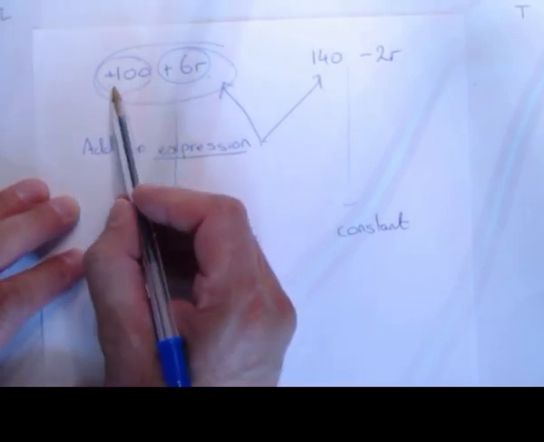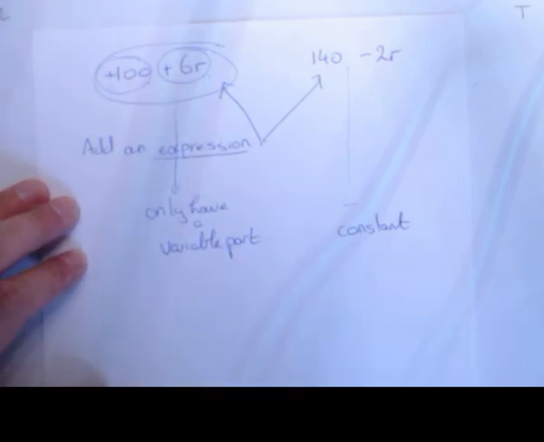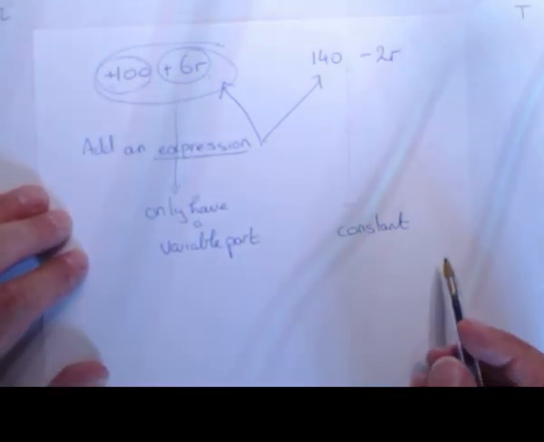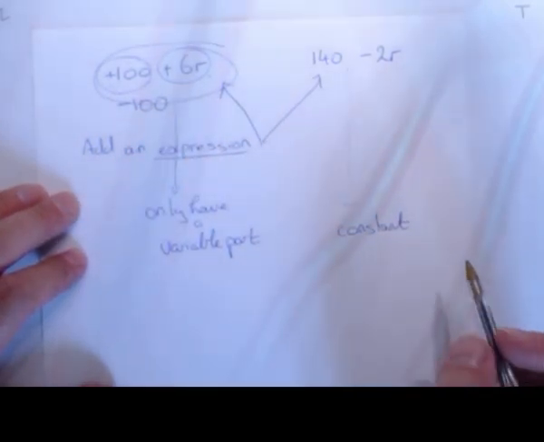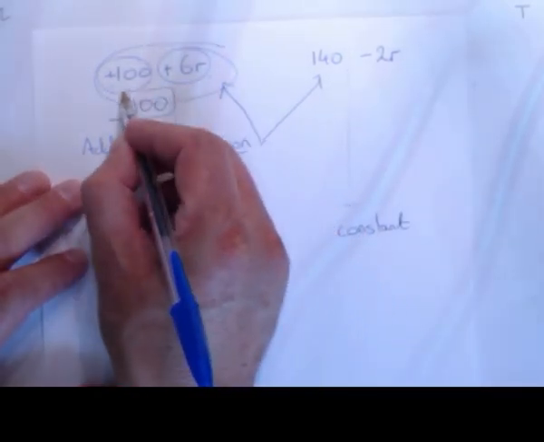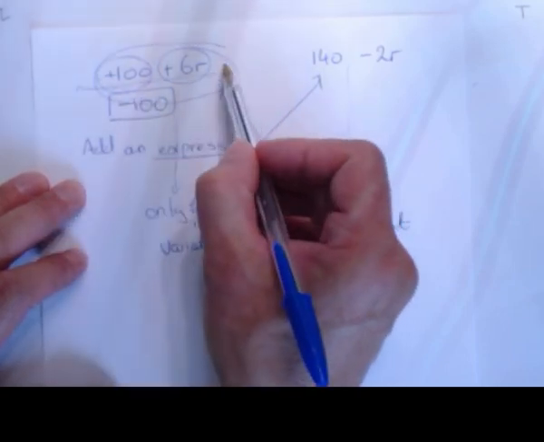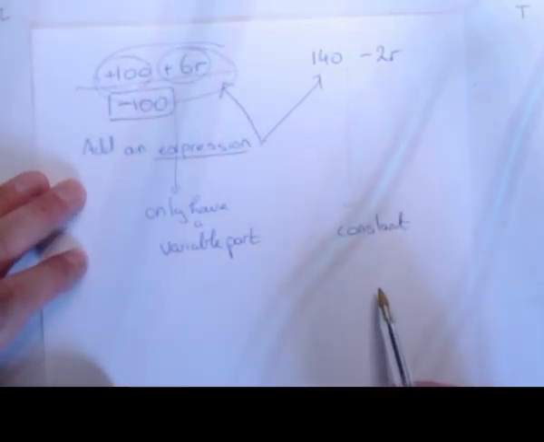Well, I need to get rid of the plus 100, and we already know after lots of practice of 100 people getting on a bus, if 100 people got off the bus, I'd be back to where I started. So I'm going to need to take away 100 from this expression to remove that constant part.